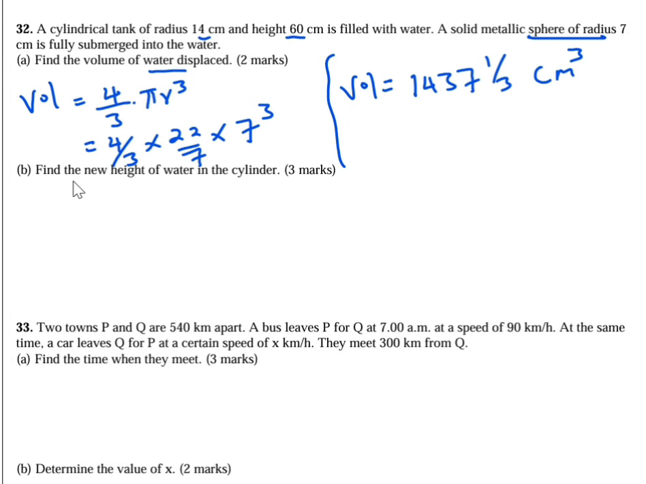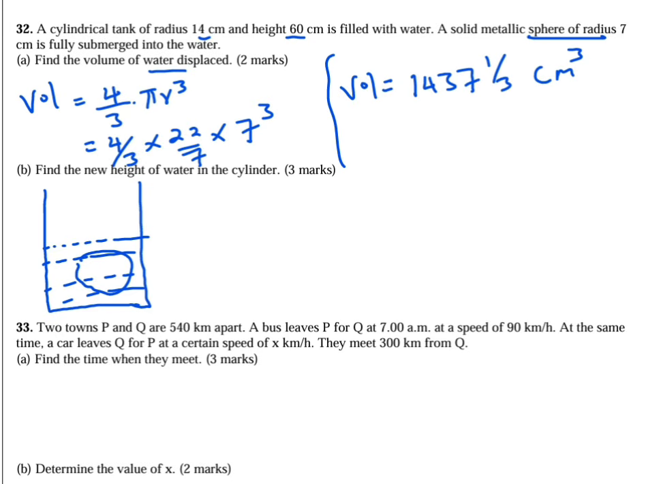Part B, find the new height of water in the cylinder. Now, we need to get the new height. Remember, I'm going to draw a sketch here. Assume the water in the cylinder has reached here. This is the volume of water in the cylinder. Then to make a spherical ball, you put the spherical ball inside.